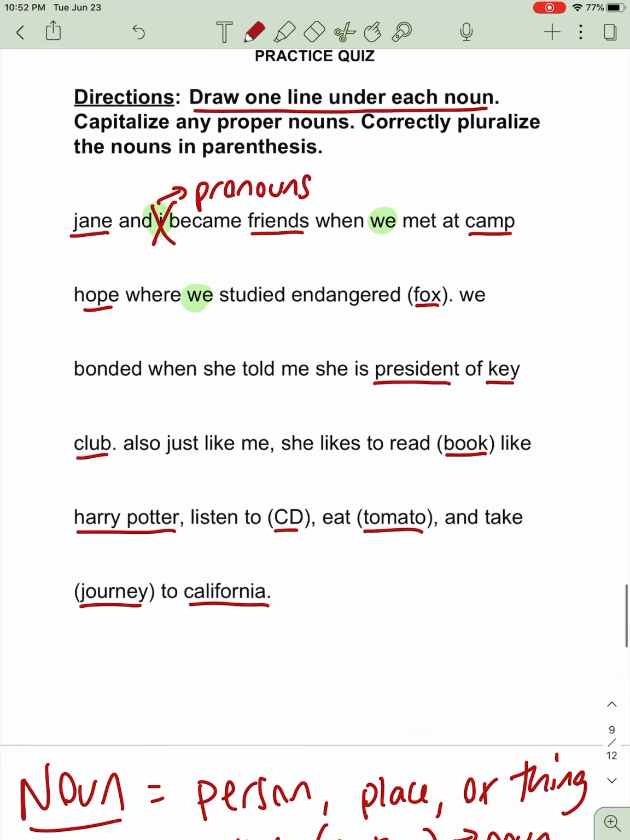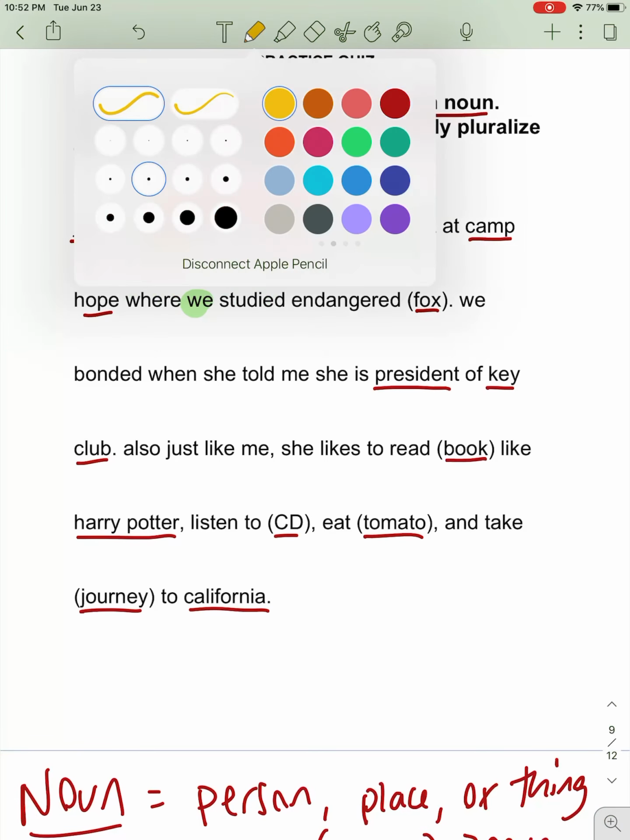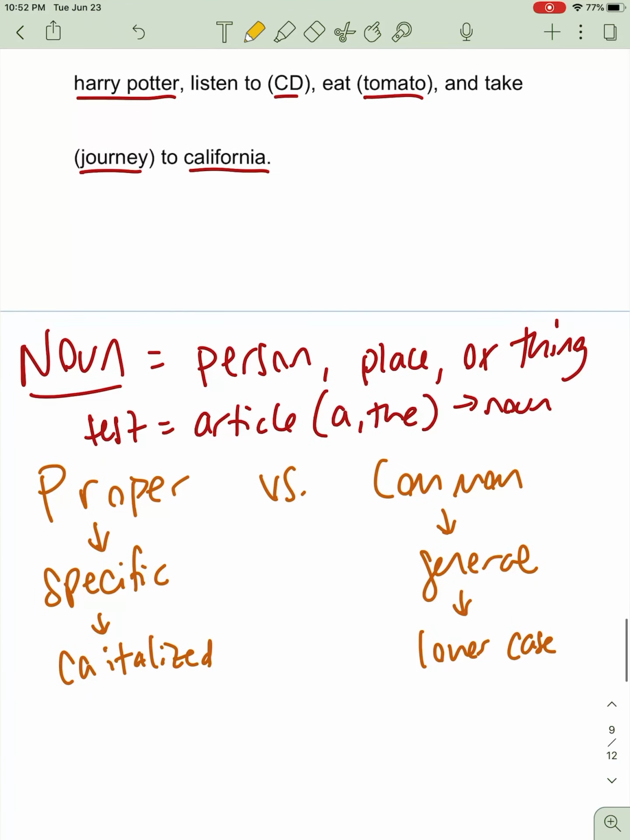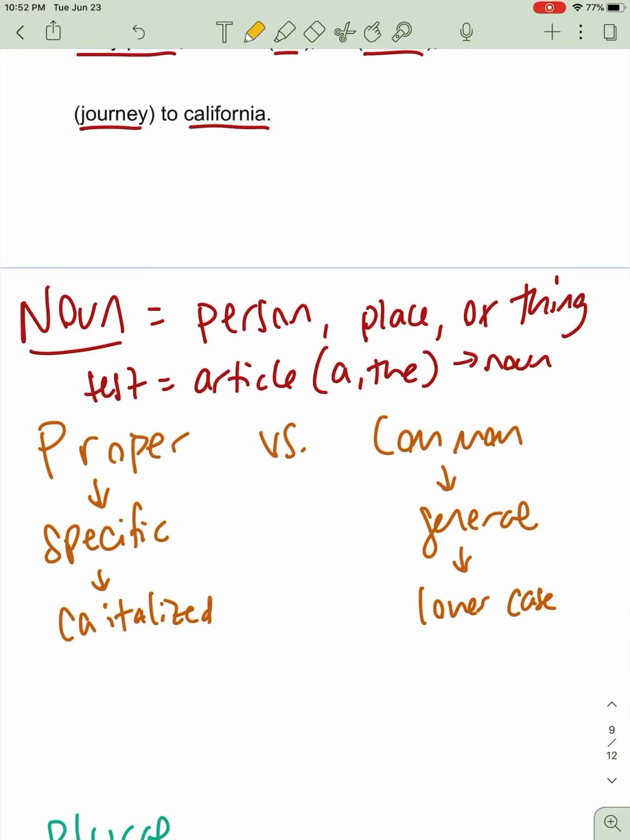All right, next thing that you guys need to do on your upcoming quiz is capitalize any proper nouns. So let's review the difference between proper and common nouns. So a proper noun is a specific noun, and as such it gets capitalized, whereas a common noun is a general term for something and it stays lowercase.